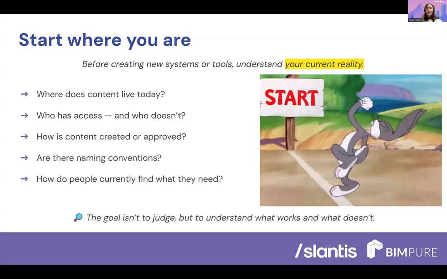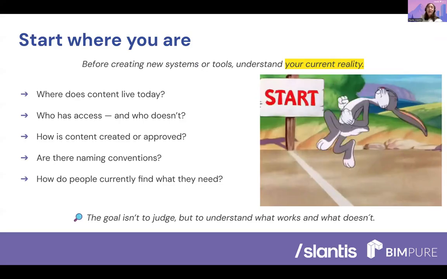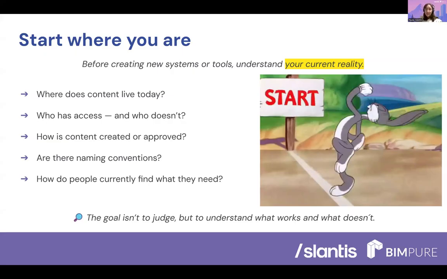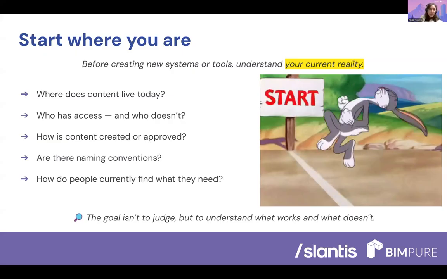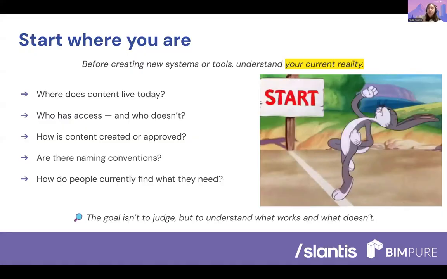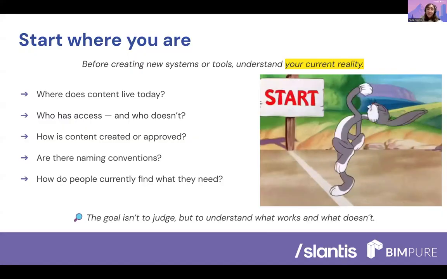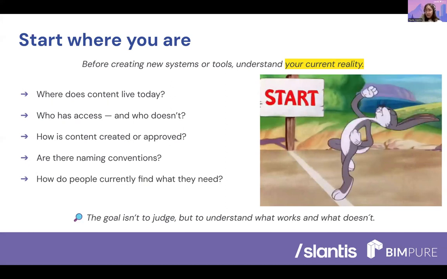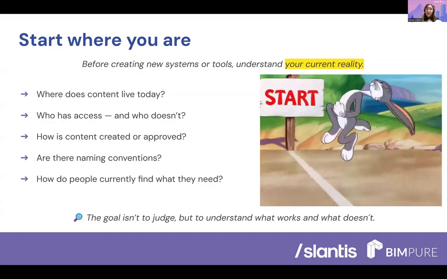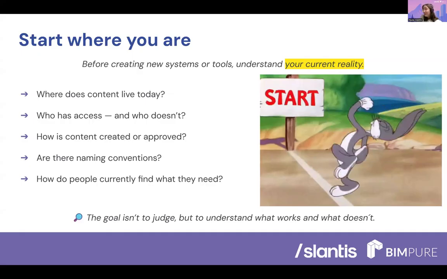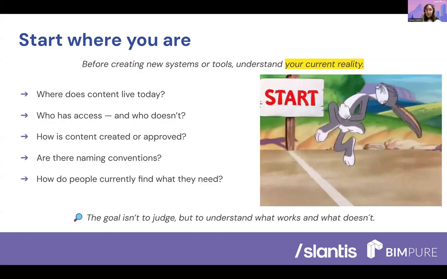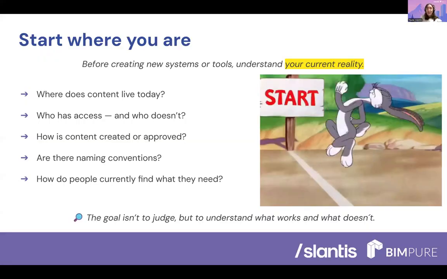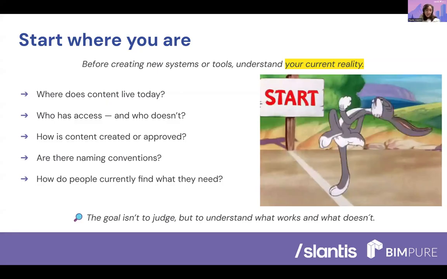First of all, start where you are. Before creating new systems or assessing new tools, let's understand the reality that we are in today. Where does your content live? Who has access to the content? How is the content created or approved? Are there naming conventions or standards that you are using? Do people frequently find what they need, or are they asking a lot, saying they don't know where something is? The goal here isn't to judge, but to understand what works and what doesn't. And this is very specific to each company.